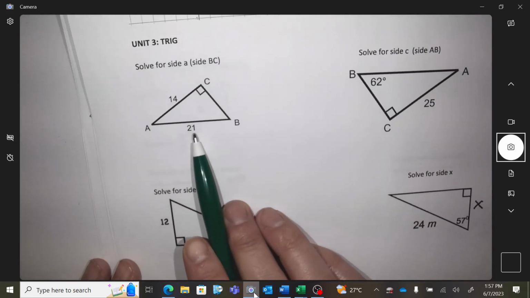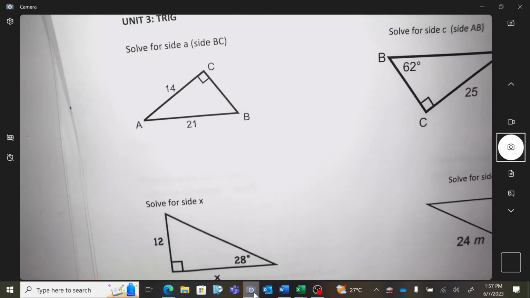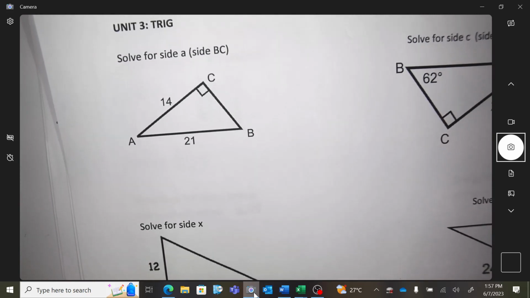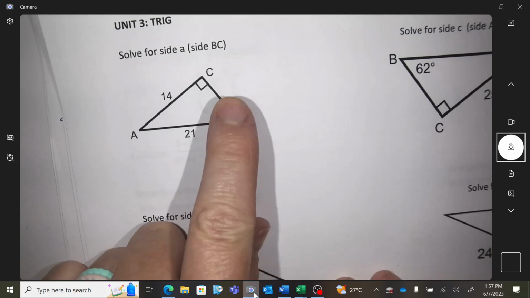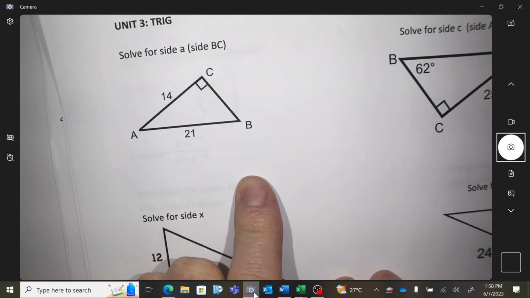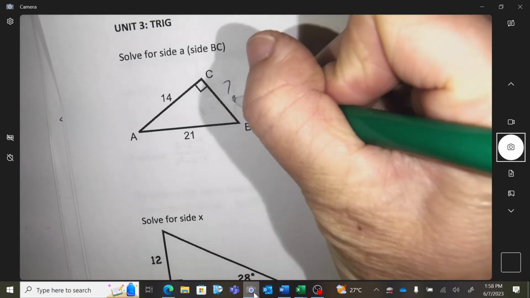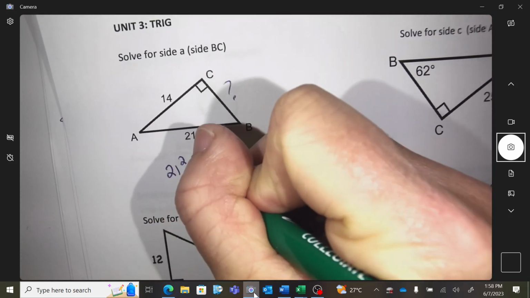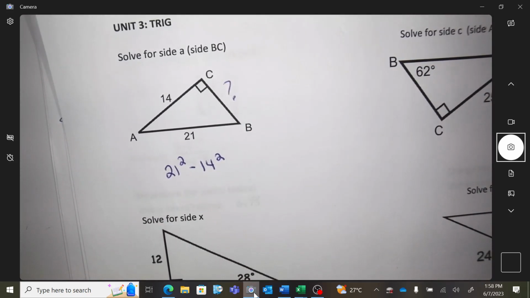So here we go. Which strategy is used here? The theorem. Should I add or subtract? Subtract. This is the longest side, and we're trying to get a shorter side. Can we just recap what SOHCAHTOA is? We will, as we're doing the questions. Okay, so I want to figure this out. So 21 squared minus 14 squared. We're subtracting because we said, hey, that's a shorter side.